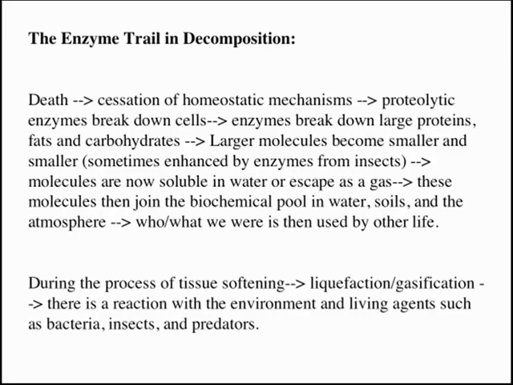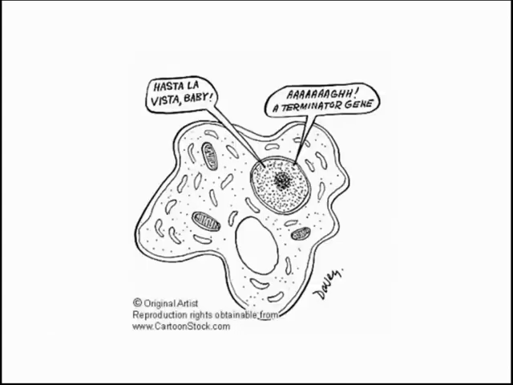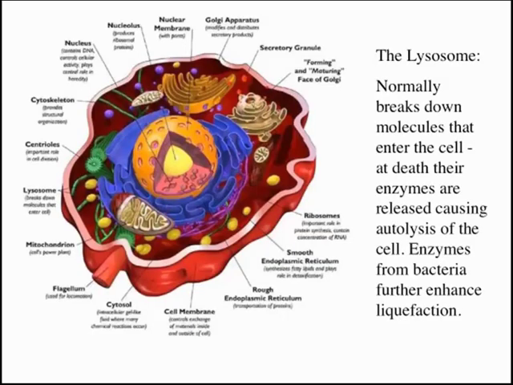Now, during the process, tissue softening, liquefaction, and gasification occur, and there's a reaction with the environment and living agents such as bacteria, insects, and predators. So as we stated, we have these nice little tight stages of 1, 2, 3, 4, and finally 5. But there's a reaction with living agents from outside the body, extrinsic characteristics of decomposition. And one of the first things we have to recall is that decomposition happens at the cellular level. It's a Terminator situation when the body dies. Hasta la vista, baby.